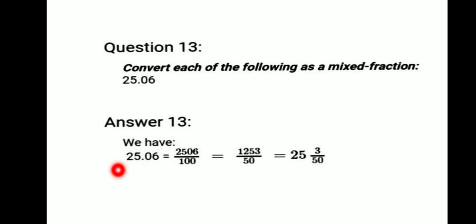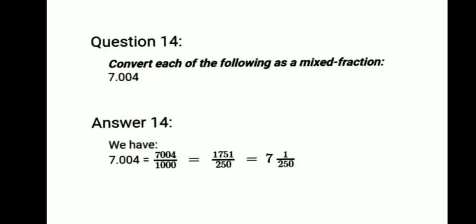25.06. We have 25.06. It should be 2506 upon 100, and it is divisible by 2, and here the simplest form should be 1253 upon 50, and when you divide 1253 by 50, you will get 25 whole 3 upon 50, and this is the answer. Next, question number 14. Convert each of the following as a mixed fraction.